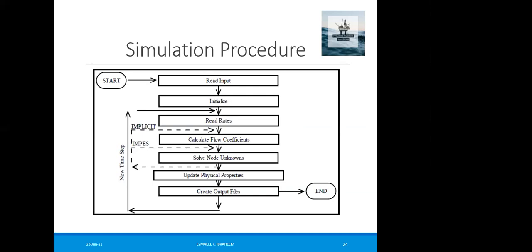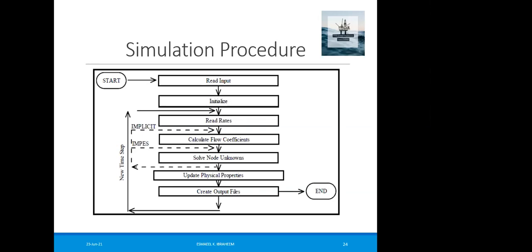But in between the read rates and the update physical properties, there are two ways of solution. This is the implicit method. After reading the rates, it will use implicit methods and calculate the flow coefficient. Then go back to solve the node unknowns. Since it is unknown, it will come back to calculate the flow coefficient again by using the implicit method. These are methods.